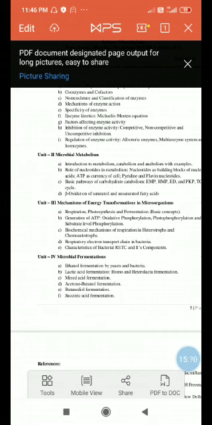Okay, today this much of the syllabus is sufficient. Tomorrow we'll see the details and information about each point or each part of the syllabus.